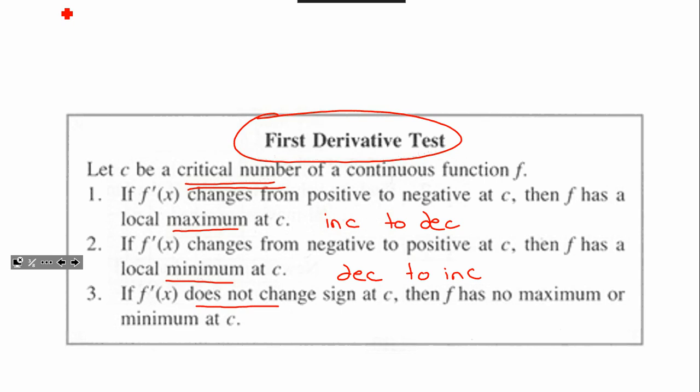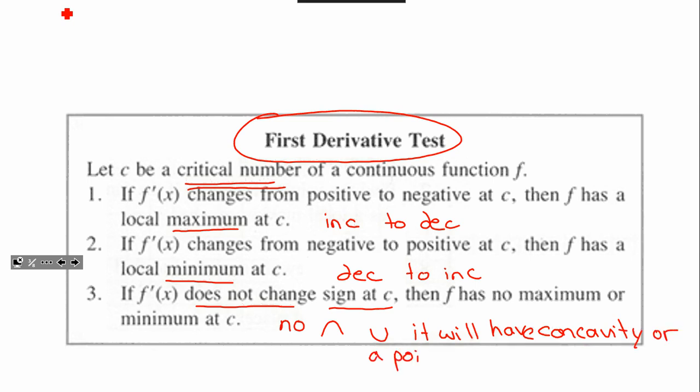If it does not change sign at c, there are no peaks or valleys, is what it's saying. It has concavity or a point of inflection. Okay, and a point of inflection or concavity is something like this, where it changes shape.